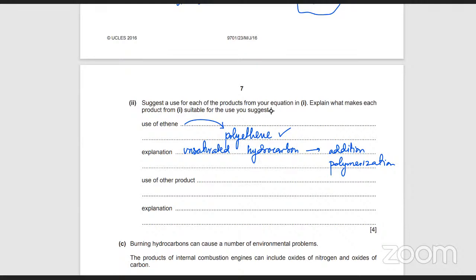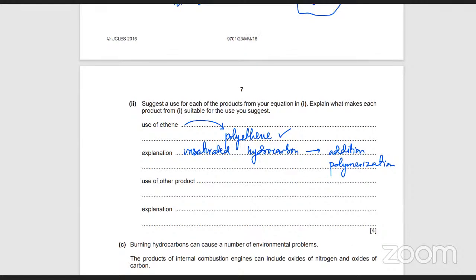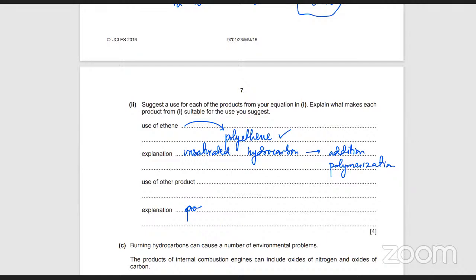Okay, so what about octane next? It's high octane fuel, right? So why is octane suitable for a fuel? Basically, it produces a lot of energy. It's more flammable. Okay, it produces more energy per gram and is more flammable as well.